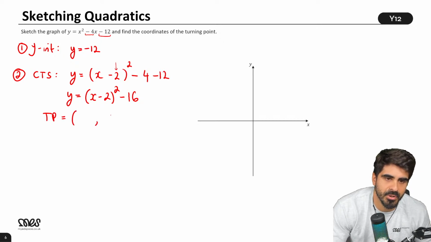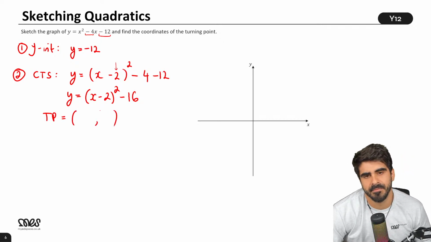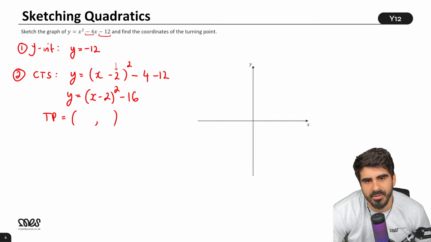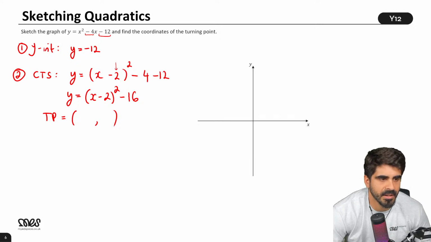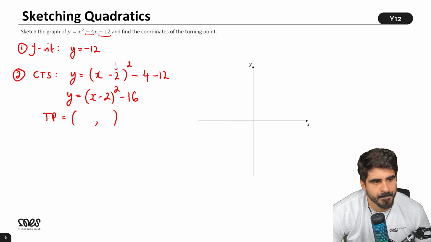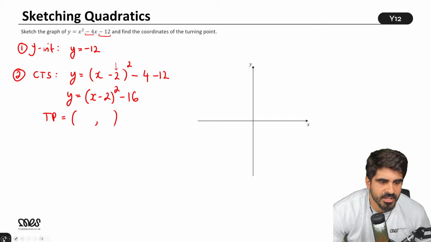So, thinking about your transformations of the x squared graph, guys, where would the turning point be here? Think about your experience of the quadratic. Aaron's going with 2, minus 16. Nice, guys. So it's 2, minus 16, because you're going to the right, aren't you?